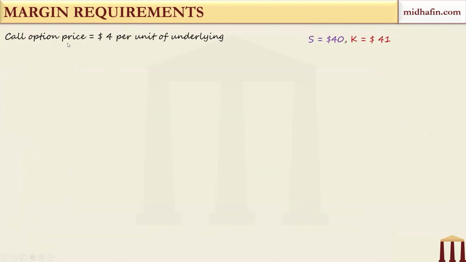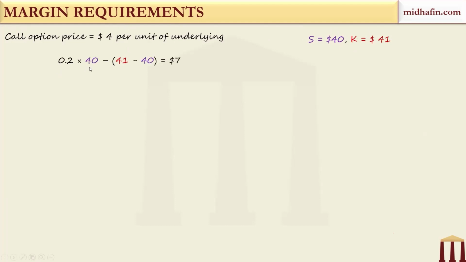So for example, let's say a call option has a price of $4 per unit of the underlying. So one call option is worth $4. Asset price today is $40 and the strike price is 41. So clearly the option is out of the money. It's a call option. Moneyness is checked as S minus K. So 40 minus 41, it is -1. Negative means out of the money. And by how much is the option out of the money? By $1. Now I'll carry out the two calculations.